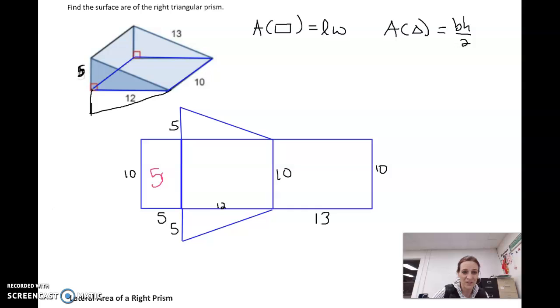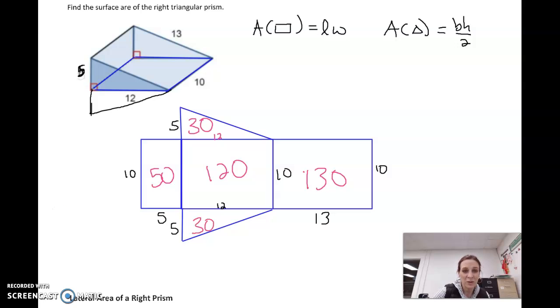10 times 5 is 50. 12 times 10, because I'm just doing length times width here, is 120. Not triangles yet. 13 times 10 is 130. And then you have your triangles, right? We go 5 times 12, which is 60, divided by 2, which is 30. 5 times 12 divided by 2, which is 30.